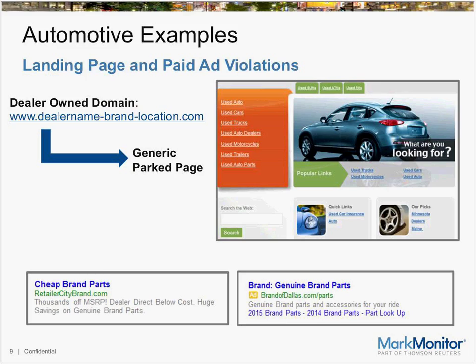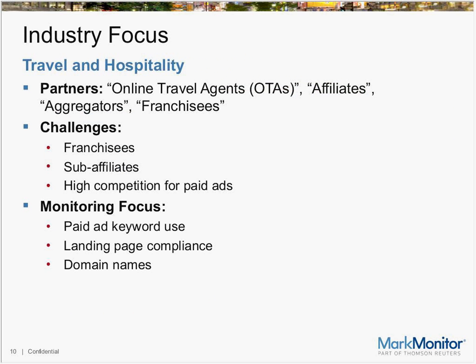So that's kind of an overview of the automotive space. So now let's turn our attention to the travel and hospitality space. So this, again, kind of falls under that dealer franchise type of model. And what you have here are partners that are called online travel agents, affiliates, aggregators, franchisees. And those are two different things, right?